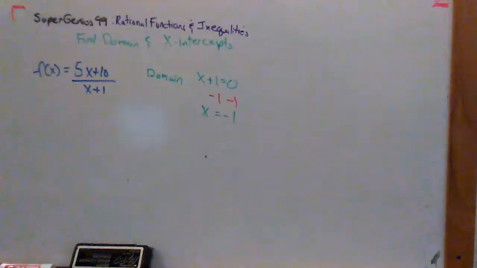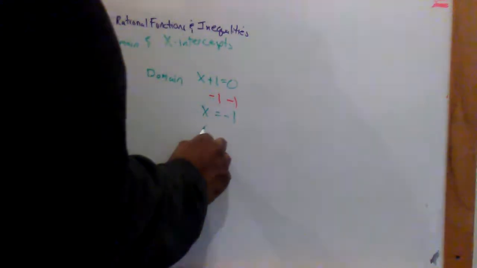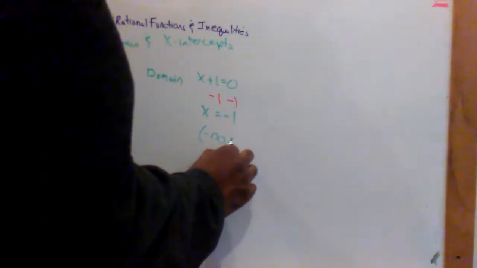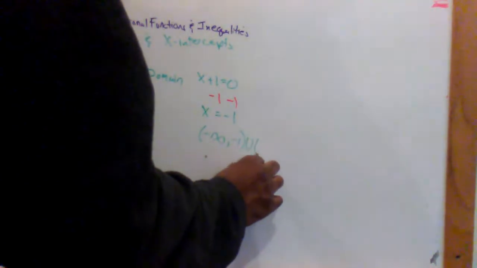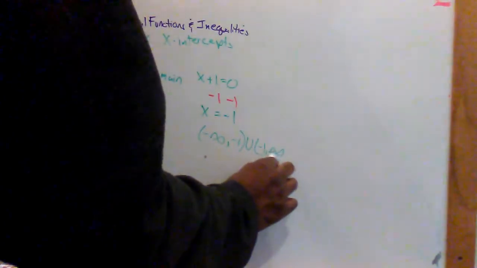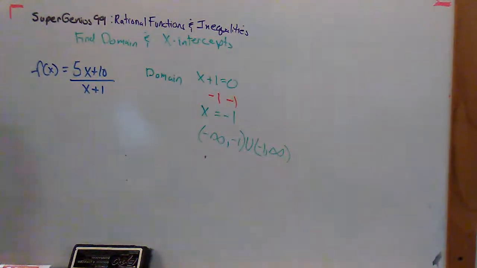That's what x cannot equal. In other words, it's every number but negative 1. So how do we represent every number but negative 1? Negative infinity to negative 1, union negative 1 to infinity. Okay, so that is our domain.